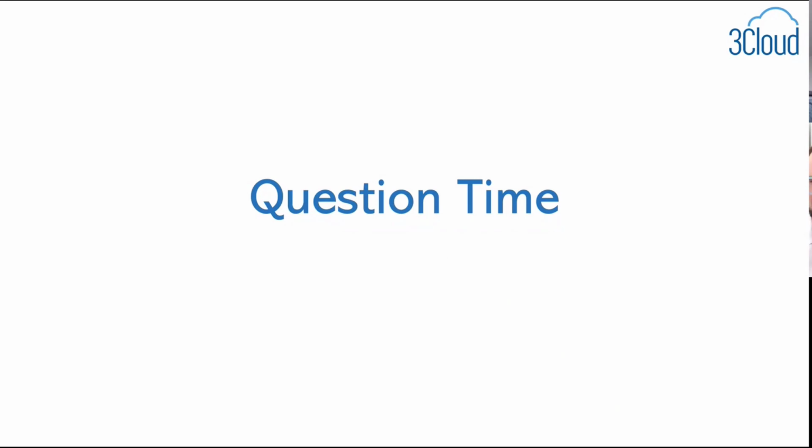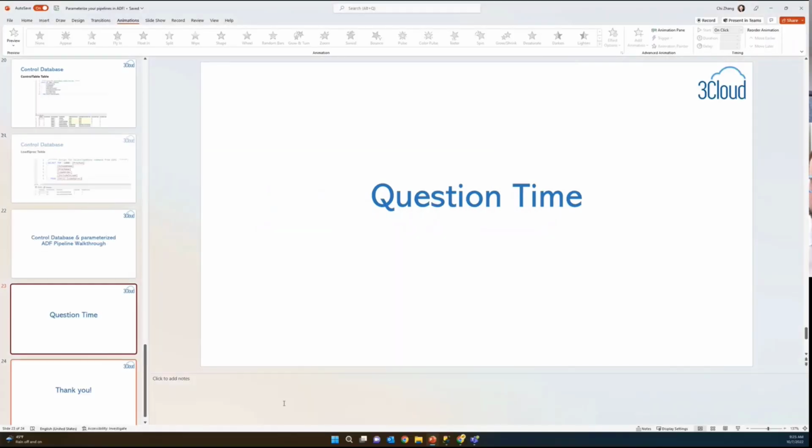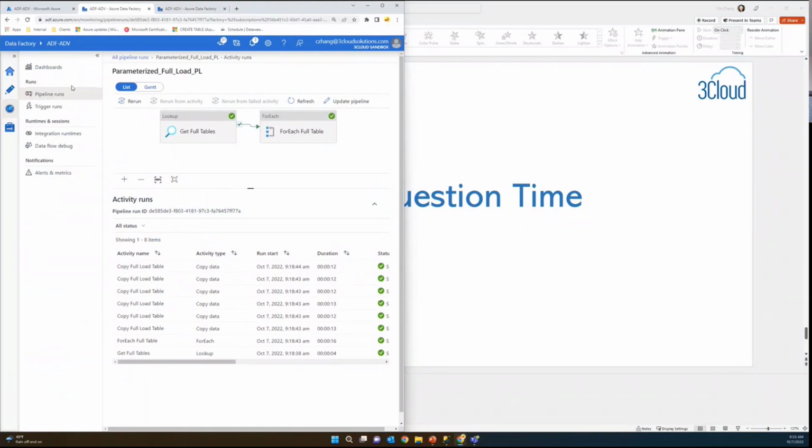Can you see the parameters that you passed into a job? The parameters I got passed into a job? Do you specifically mean like in a... So like from the monitoring or... Yeah, okay, sure. So parameterized full load, this is the one we just ran, right?